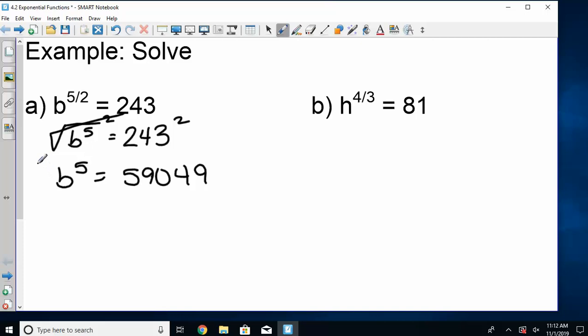5th root. If you add a 5th root, do you need a plus or minus? No, only if you add an even root. So those cancel and I get b. The 5th root of 59,049 is 9. So we got a nice answer.